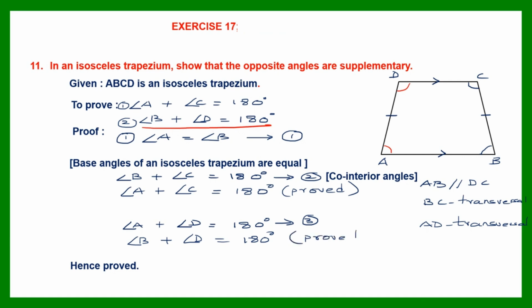So what have we proved here? We have proved that in an isosceles trapezium, the opposite angles are supplementary. So we can write that. So we have proved that they are supplementary.